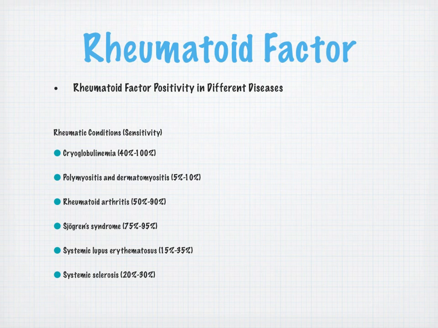So, rheumatoid factor positivity in different disease phases. So you can see the rheumatic conditions. You can see polymyositis, dermatomyositis, fairly low. Sjogren's is fairly high. Rheumatoid arthritis is fairly high. Cryoglobulinemia goes all the way up to 100%.